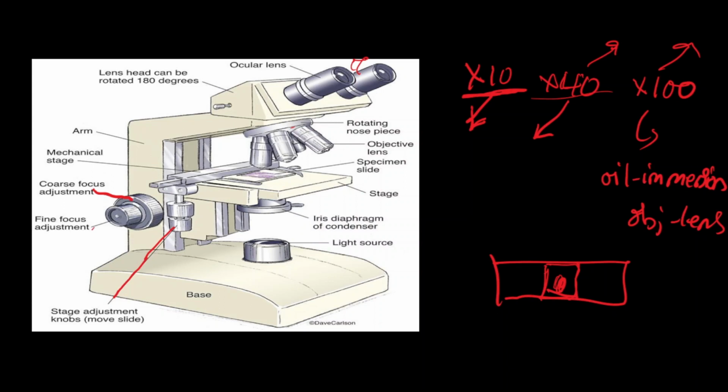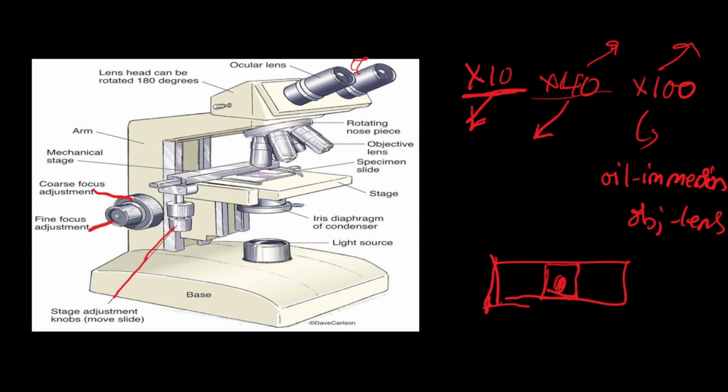However, at high power magnification of times 40 or times 100, we usually have the stage very close to the objective lens, so we won't be able to use the coarse adjustment knob, because the coarse adjustment knob actually moves the stage, and further movement of the stage may actually lead to the objective lens cracking the slide. Okay, so when the objective lens comes in contact with the slide, it's likely to crack it.